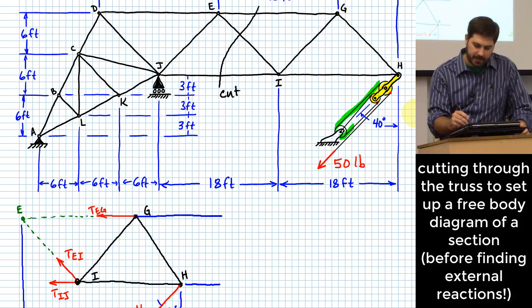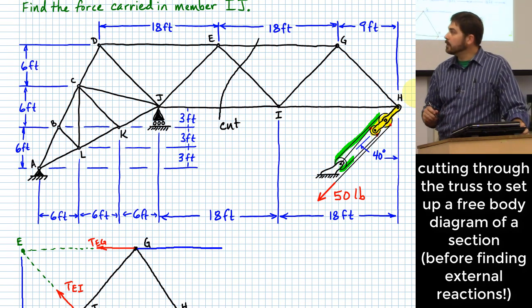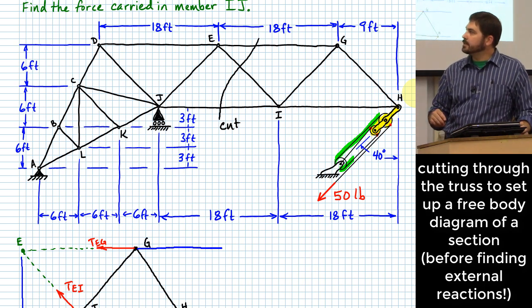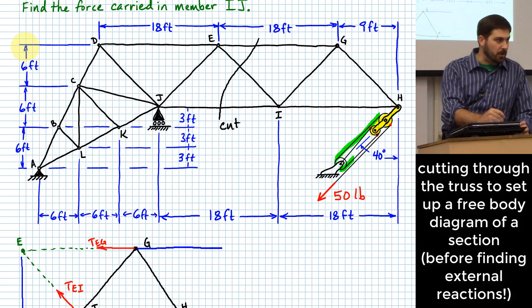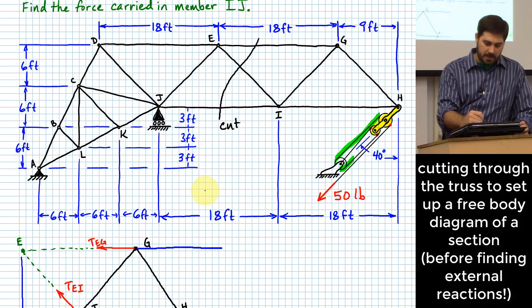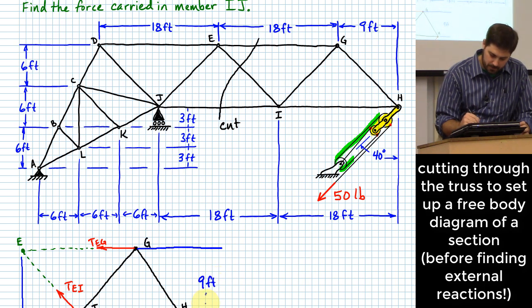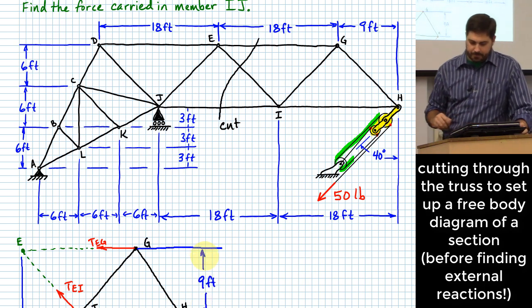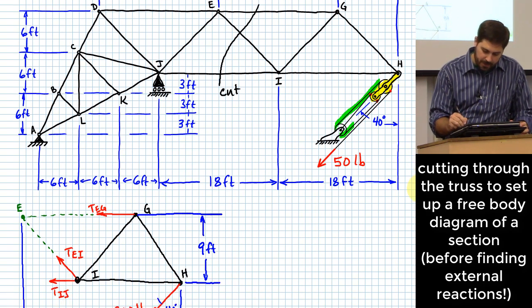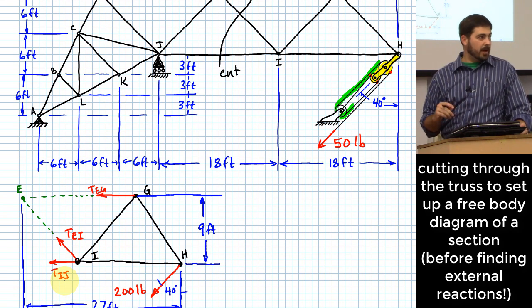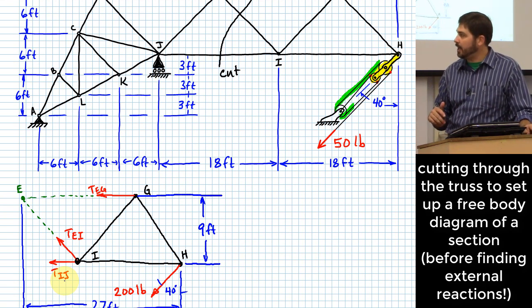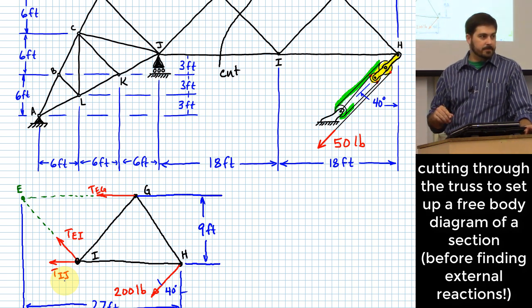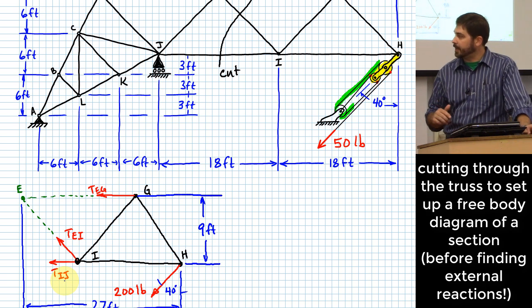Okay, we may not be given it directly, but what do we have? Okay, we have 6 feet times 3 is the overall height, right, over here on the left. Then we have 3 times 3 is the height up to this lower part of the truss. So 18 feet minus 9 feet gives you 9 feet, and so that's what this would be. Which is also the height that I would need for TIJ, right? That's also how far it is from the line of action of TIJ to E.